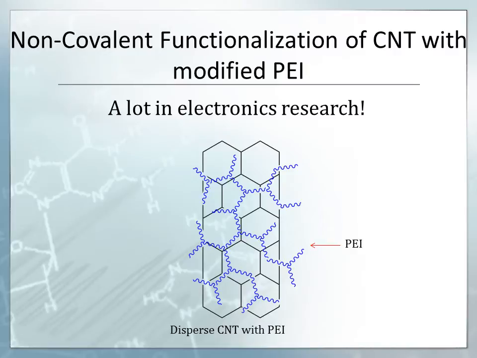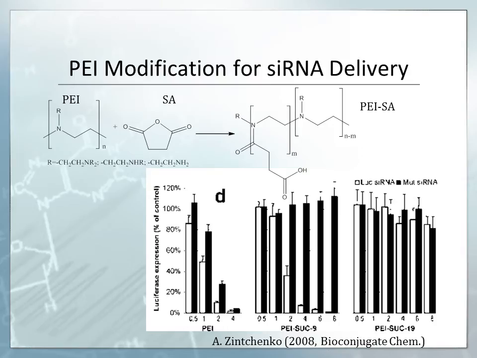So we did something like this, using PEI for dispersing the nanotubes. But PEI itself is not very good at delivering siRNA. In 2008, Suchenko modified PEI for siRNA delivery, and it's way better than the unmodified one. Therefore, we settled on the same modification, using a succinic anhydride modified PEI for dispersing the nanotube.